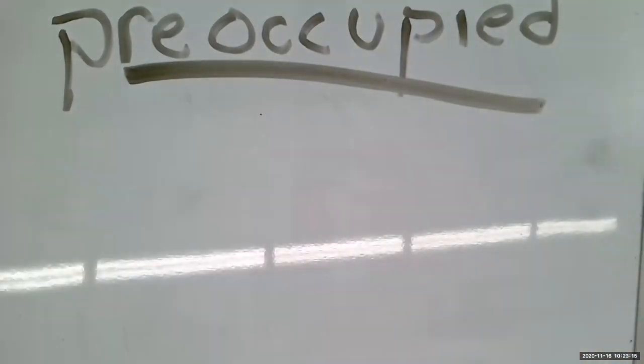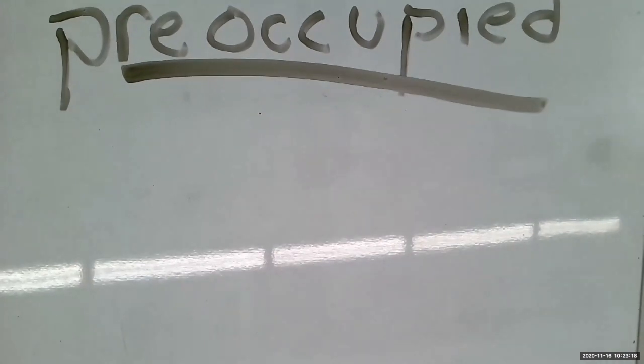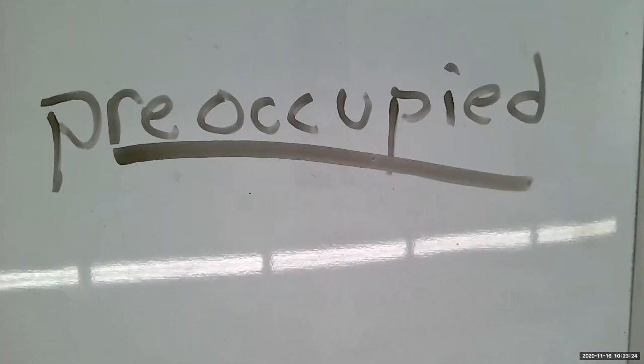Preoccupied. The word preoccupied means to have one's attention diverted or captured beforehand. So if I'm preoccupied when I'm reading a story, I may be reading it out loud, but my mind is thinking of something else.